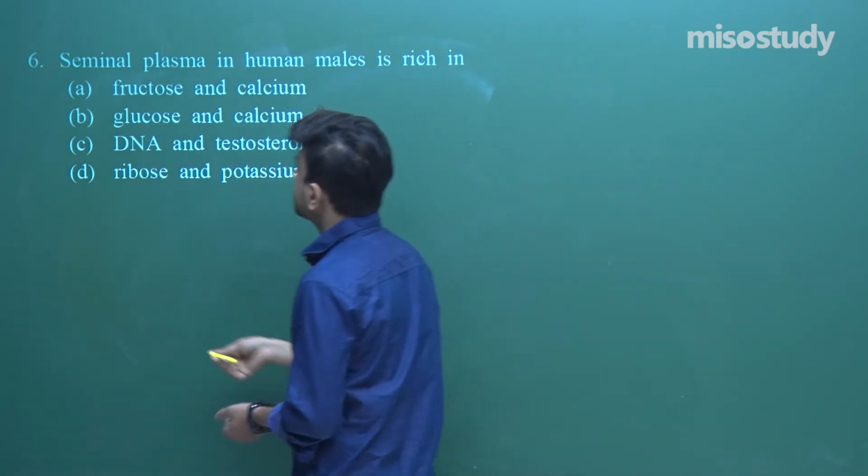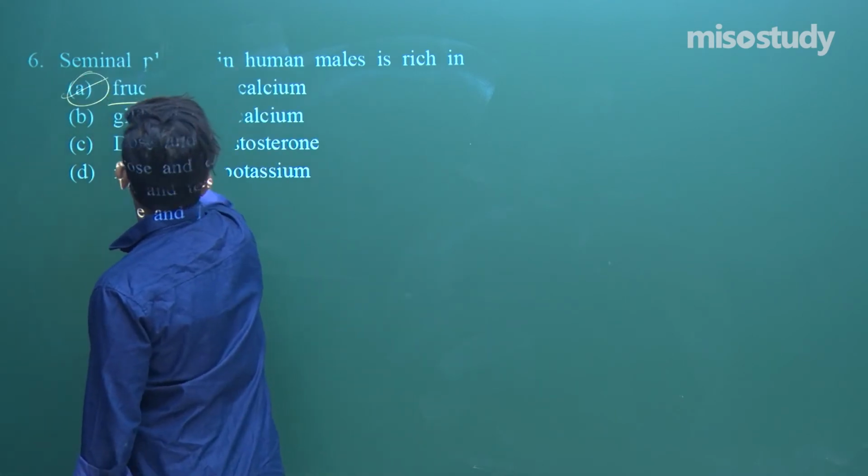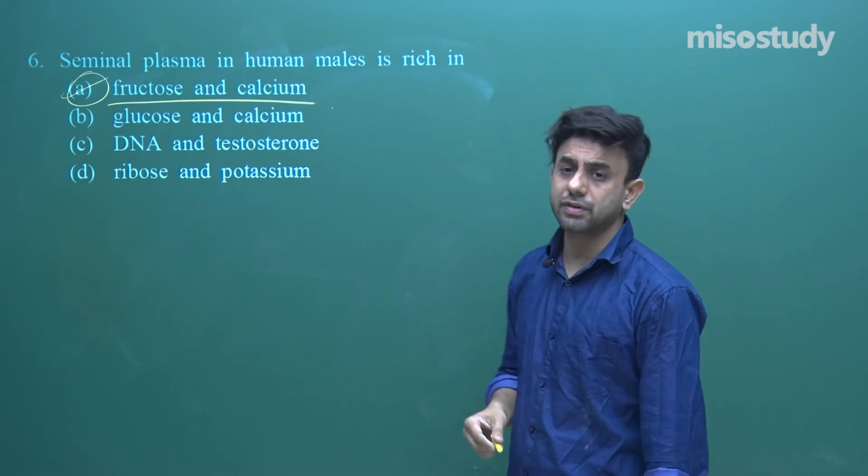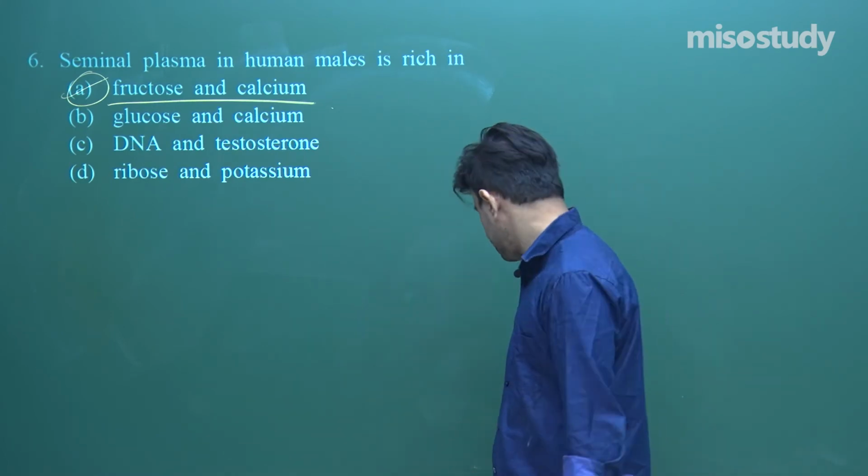So, the answer for this will be fructose and calcium. That is, the seminal plasma in human males is rich in fructose and calcium.